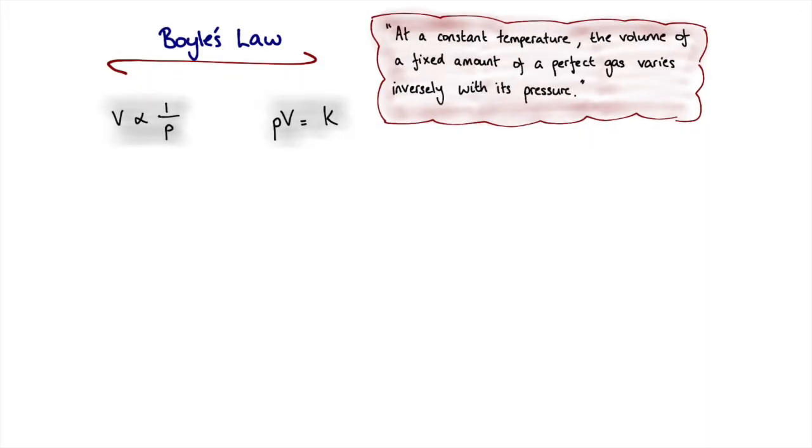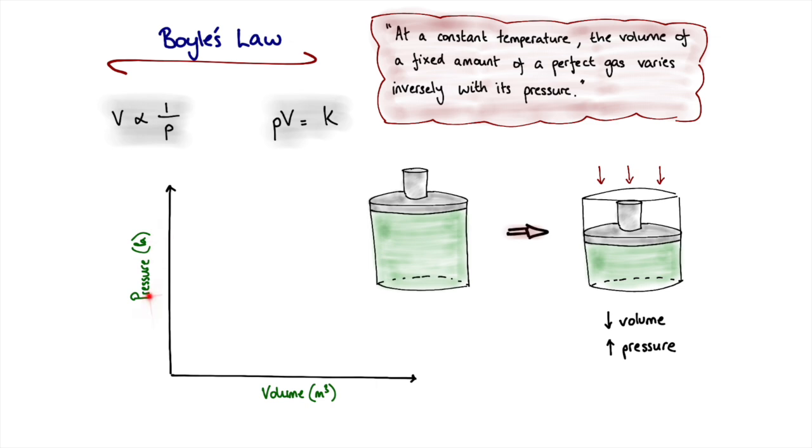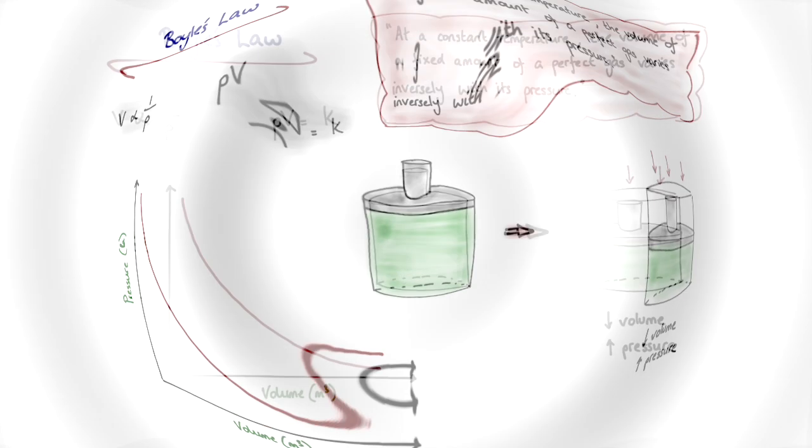So what does Boyle's law look like in practice? Well, imagine we've got a container here with a gas inside it, and on top we've got a plunger. If we push the plunger down, we will reduce the volume of the gas, and as such we would see an increase in the pressure of the gas. So plotting this graphically, if we plotted pressure against volume, we see an inverse relationship between the two, namely that as we decrease the volume of the container, we'll see an increase in the pressure. And if we increase the volume of the container, we'll see a decrease in pressure.